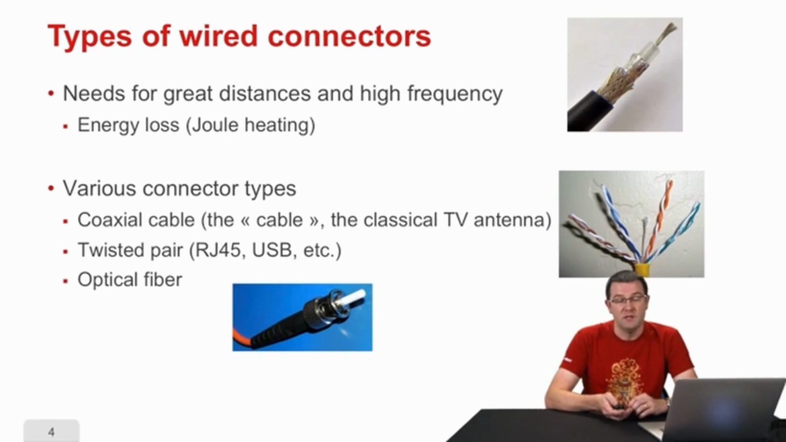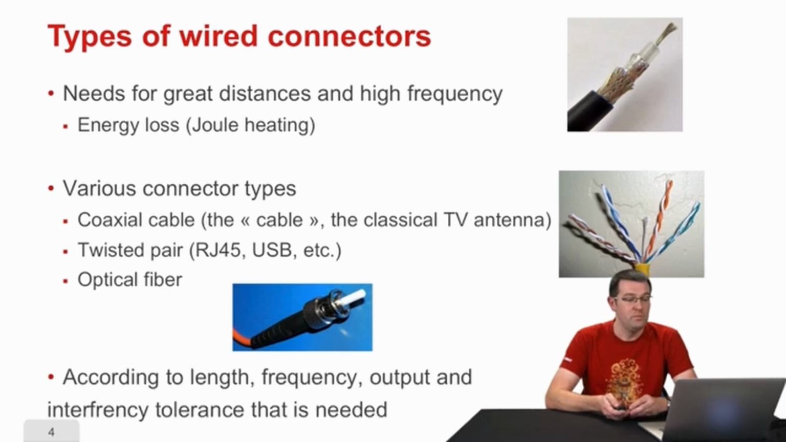But it's a bit more costly and a bit more complicated to deploy, so that will be kept for great distances and for important facilities where the output needed is high, and to make sure everything works well. Technically, according to the distance or the output or the frequency of the data that goes through it, according to the tolerance to interferences that are needed, we will rather choose one technology over the other. But the principle stays the same. Bits pass one after the other, either with light or with an electrical tension.